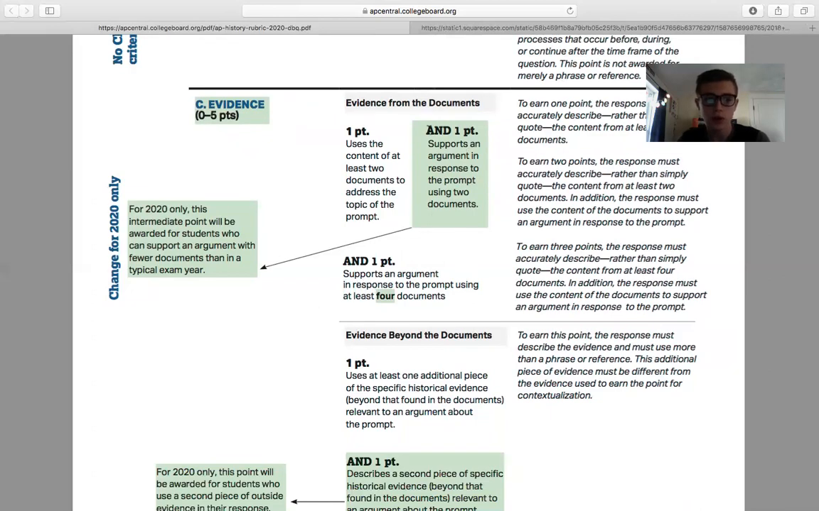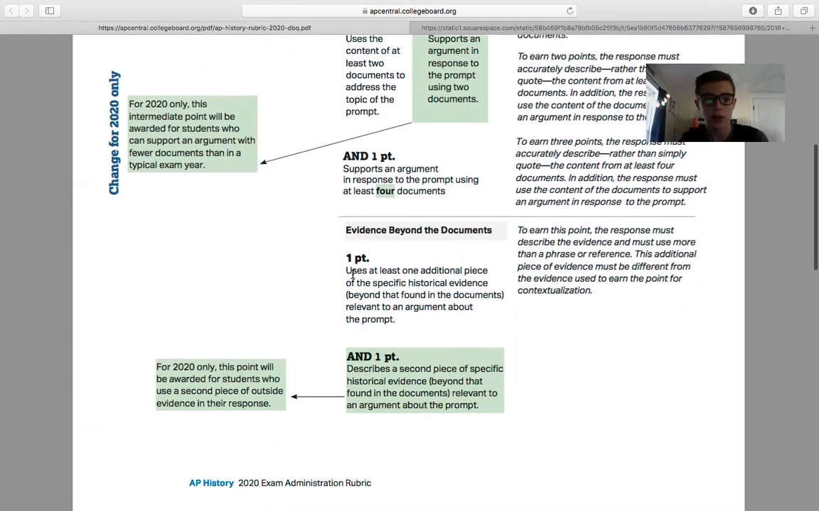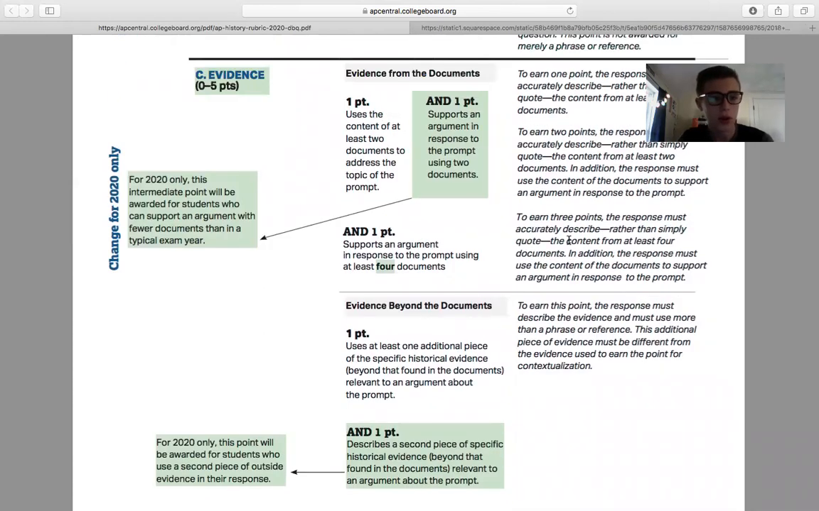A change for 2020, it looks like this point supports an argument in response to the prompt using 2 documents. So this point will be awarded to students who can support an argument with fewer documents than in a typical exam year. So you'll get this point simply for being able to support your argument with fewer documents than a typical exam year.